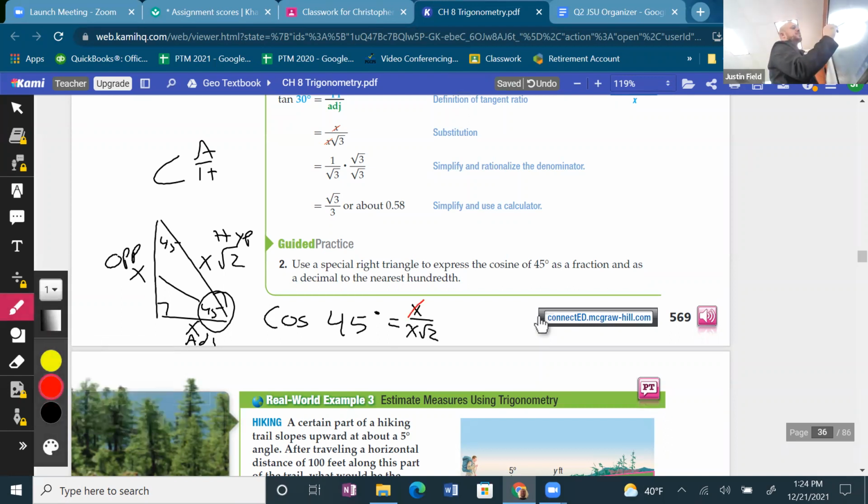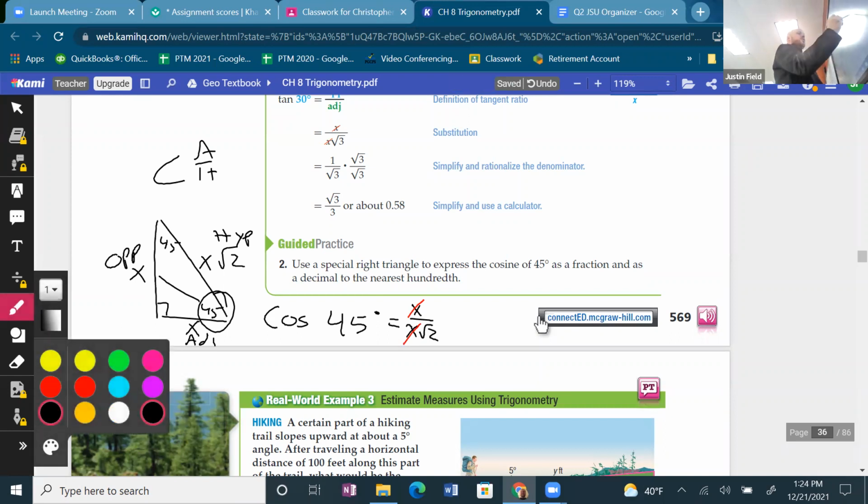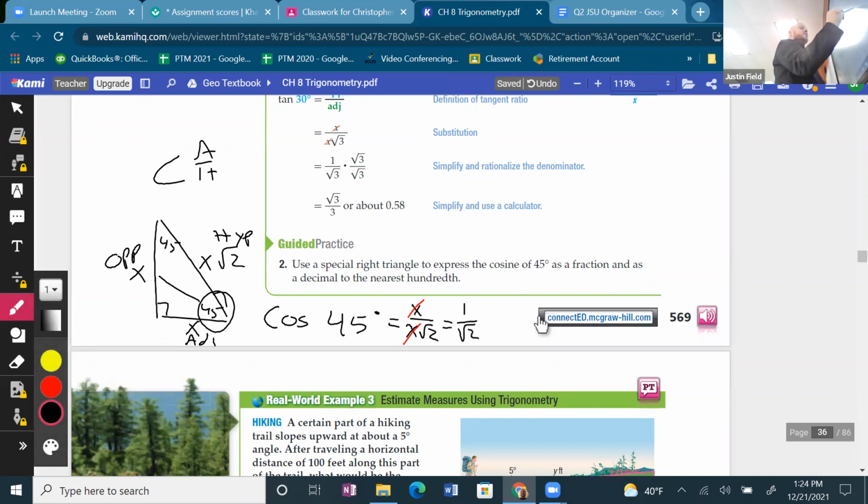But what do we see on the top and the bottom? We see an x. So it reduces to 1 over root 2. We know we can't have square roots in the denominator. So we're going to have to multiply by root 2 over root 2. And we get root 2 over 2. Square root of 2 over 2. All right. So that is a well-known fact, actually, that the cosine of 45 degrees is equal to the square root of 2 over 2. I even have the decimal memorized as 0.707.